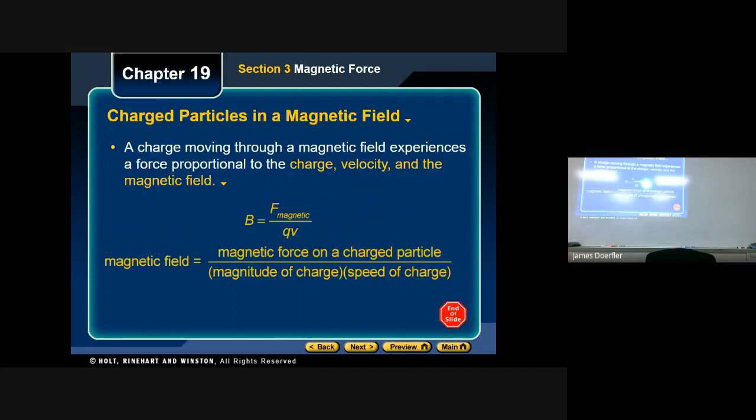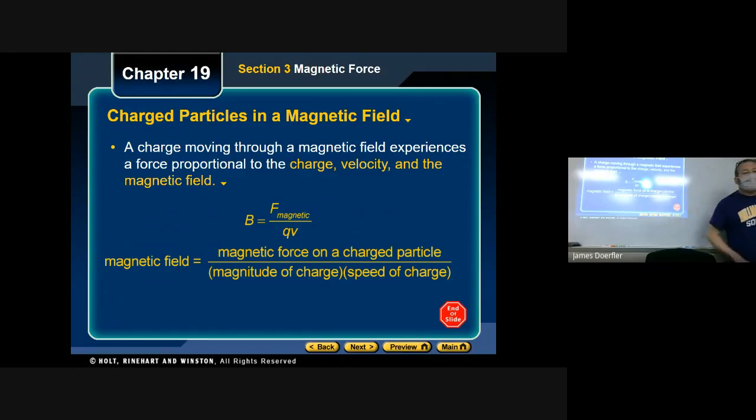Anyway, a charge that is moving through a magnetic field is going to experience a force that is going to be proportional to the charge, the velocity, and the magnetic field. So, formula sheet time. Get this formula up there. Where B is the magnetic field. Can anybody tell me what the magnetic field is measured in? Tesla, capital T. Yes. Magnetic field is Tesla.